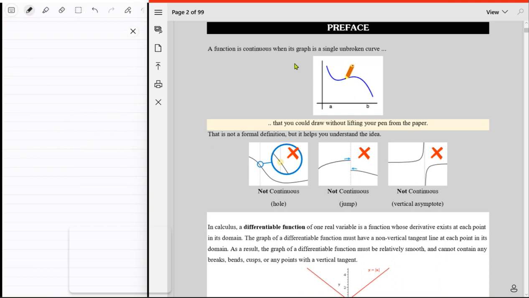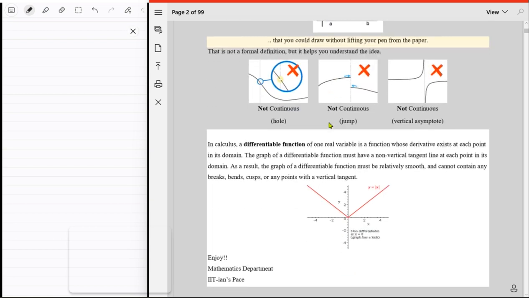The formal definition is that at some point, your curve will be continuous if the left-hand limit of the function, as you approach it from the left, and the right-hand limit are both the same as the value of the function. When you take the function as a relation going from one set to the other set, if all three values are the same, then that's a continuous function.